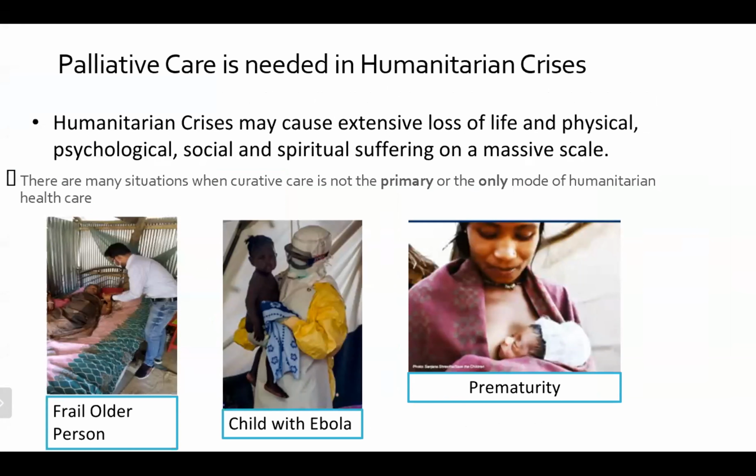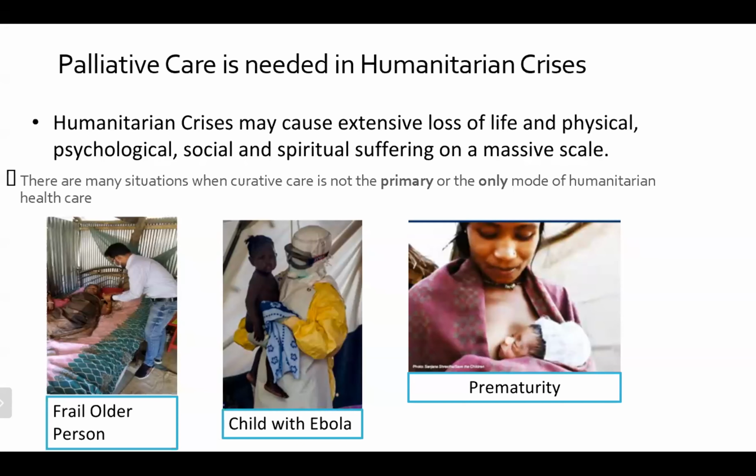So there's extensive loss of life, there's extensive loss of health, there's a lot of physical, psychological, social, and spiritual suffering that is associated with the population that need humanitarian care. And sometimes even where cure is possible, the patients are not able to access care. When we think about our refugees in Kenya, for example, in our biggest camps in Dadaab and Kakuma, the patients are not able to access curative interventions.